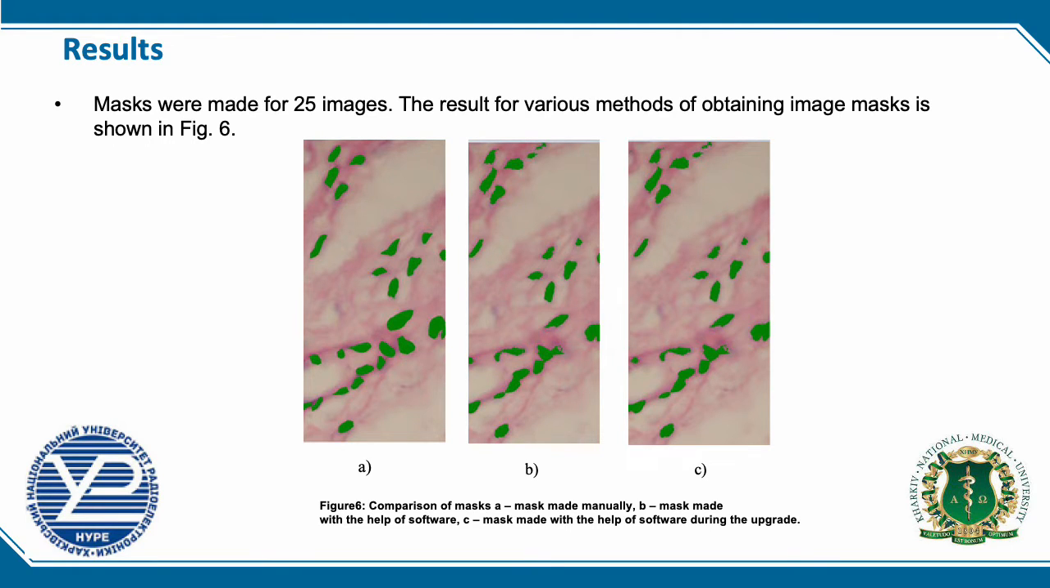These masks were made for 25 images. The result for various methods of obtaining an image mask is shown in figure 6. With A, you can see a mask which was made manually. With B, you can see a mask which was made with the help of software. And C, a mask made with the help of software after the upgrade.